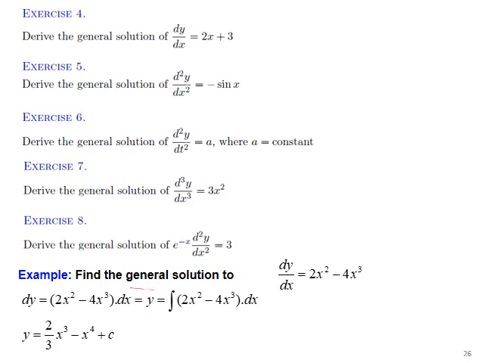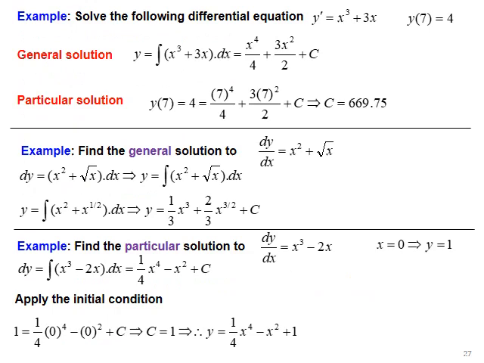Now here he asked me to find the general solution. We need to be familiar with this terminology. General solution means we have a constant c, and there is no initial condition, so we cannot find it, but if there is, we can find it. Now if I look at this function here, x squared will become x to the power 3 over 3, and x to the power 3 will become x to the power 4 over 4. Very simple and direct.